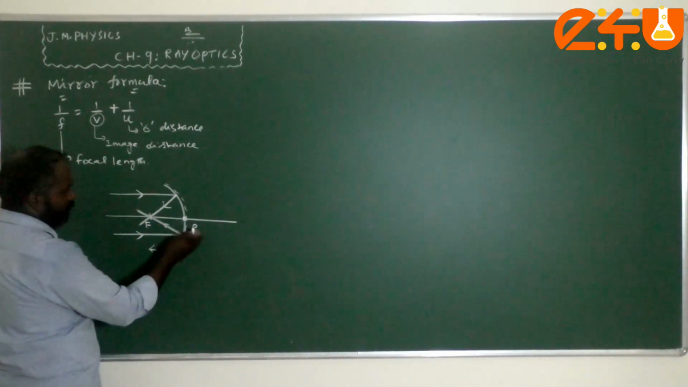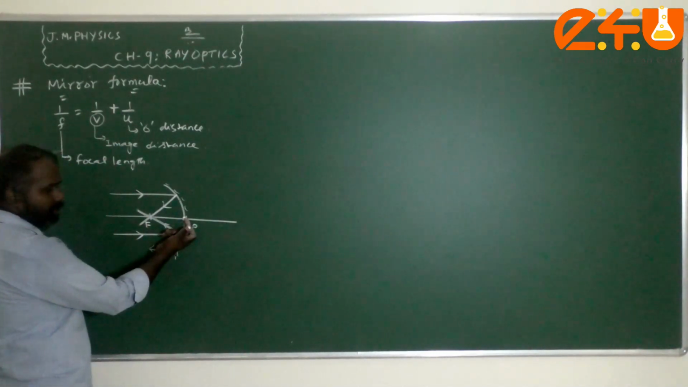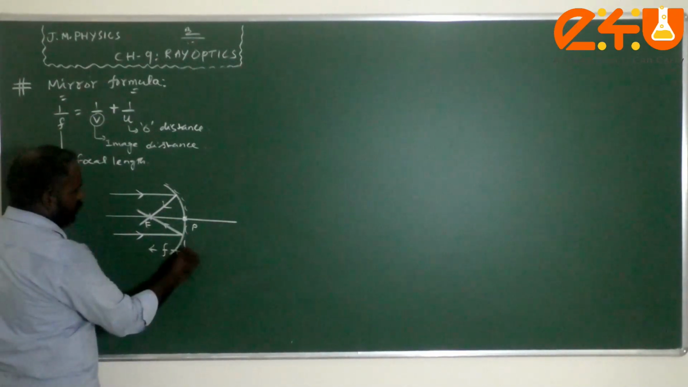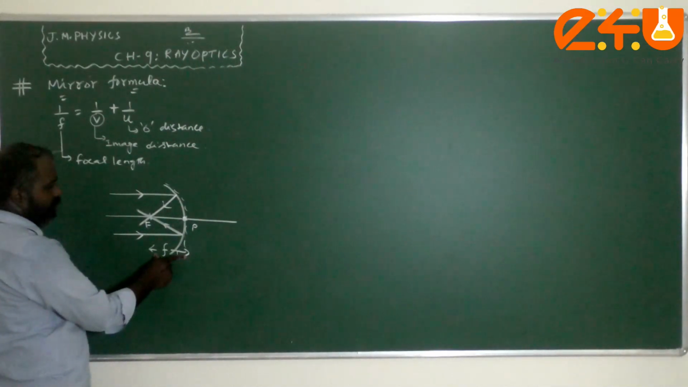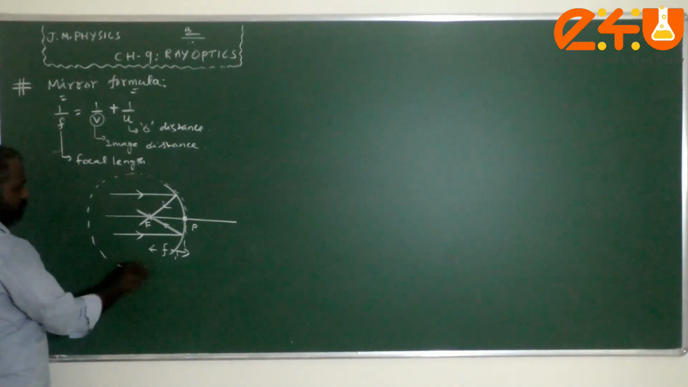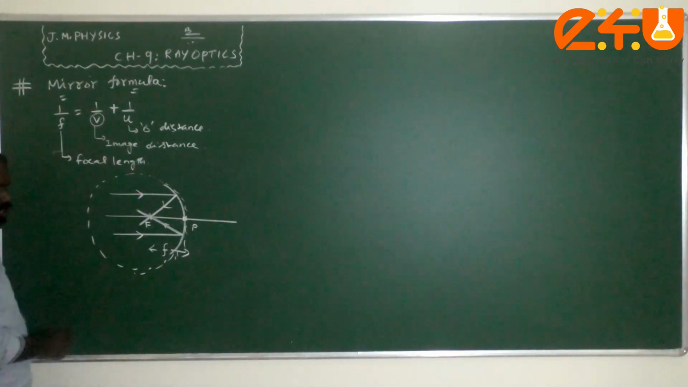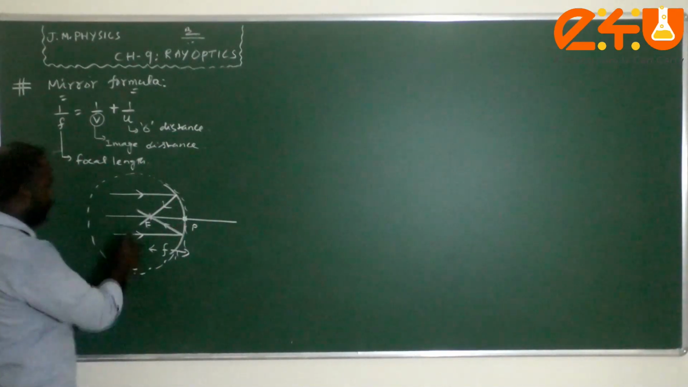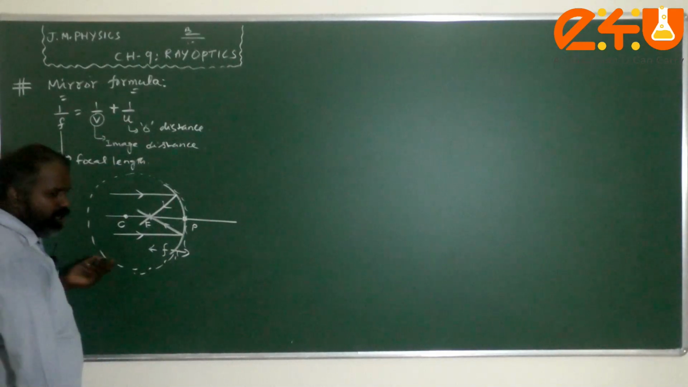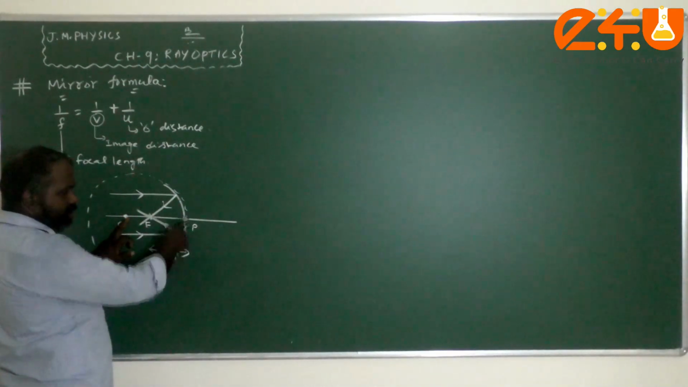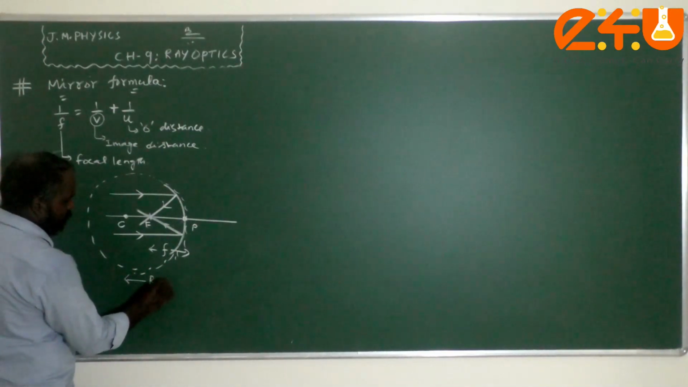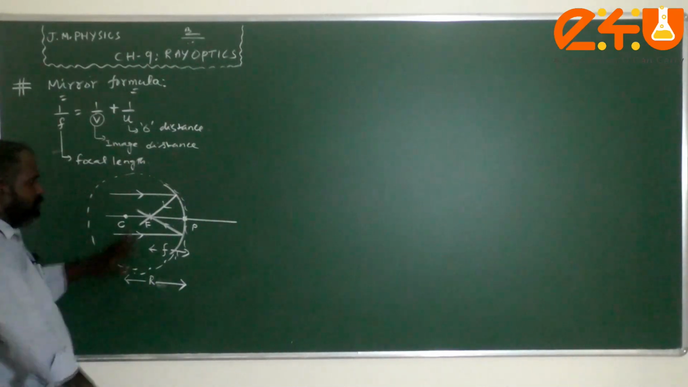Now, as per the Cartesian sign convention, we said that all distances are measured from either the pole of the mirror or the optic center of the lens. So this distance is called the focal length f. The distance is the focal length, the point is the principal focus. Now, this concave mirror is considered to be a part of an imaginary sphere. This sphere has some center; that center is called the center of curvature. The distance between the center and the boundary of the circle is nothing but the radius. So this distance is the radius of curvature, or simply r.